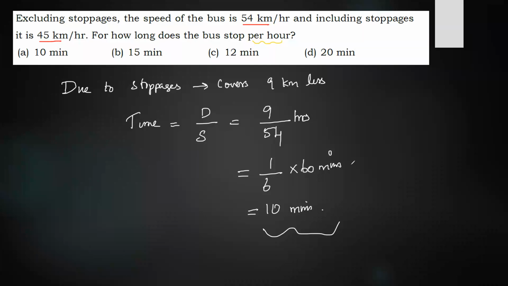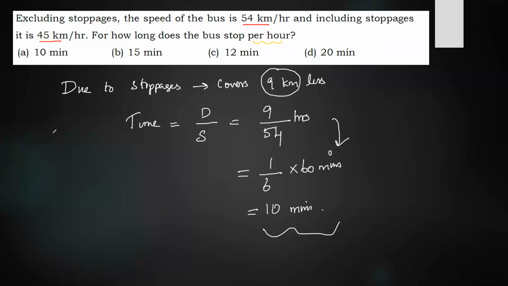Due to stoppages, we are 9 kilometers less. Out of 54 we are comparing, right? Out of what number am I 9 kilometers less? Out of 54, I am 9 less. That's the meaning here. They are in kilometers per hour, so I'm converting into minutes by multiplying by 60. Is that clear? Any doubt? Please respond. If you have any doubt, please chat me. I am ready to explain once again.